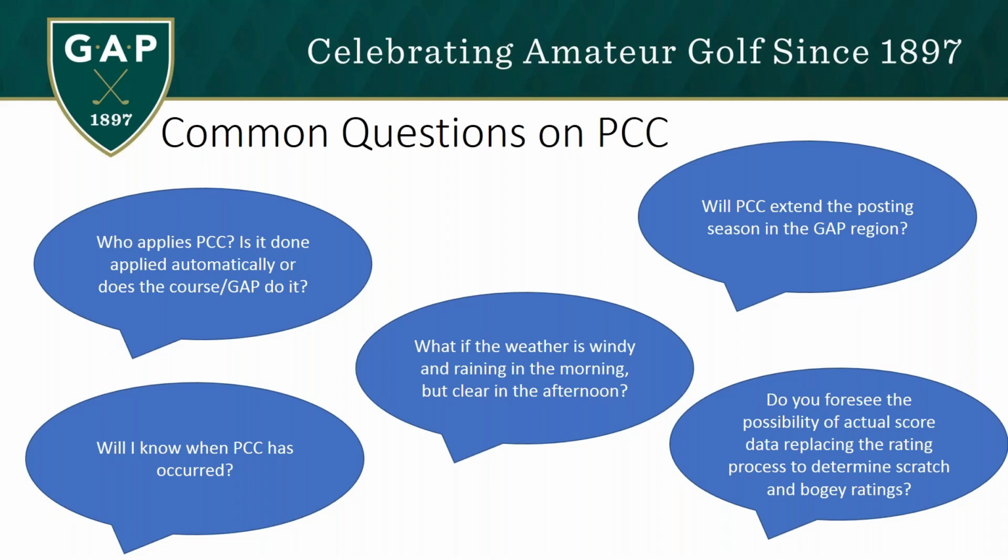Will I know when PCC has occurred? How will it appear on the scoring record? And then what about situations where the weather is windy and raining in the morning but clears up in the afternoon? How does PCC address those situations? And then the 2 on the right-hand side deal with the data that we get. Will PCC extend the score posting season in the GAP region? And ultimately, do you foresee the possibility of actual score data replacing the rating process to determine scratch and bogey ratings? So we will answer all those throughout the seminar.